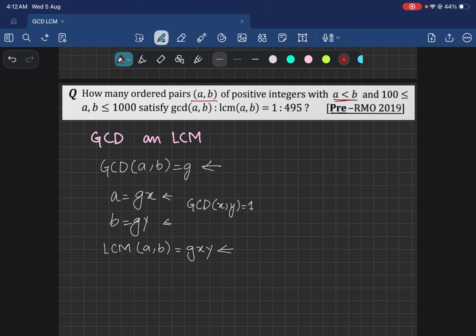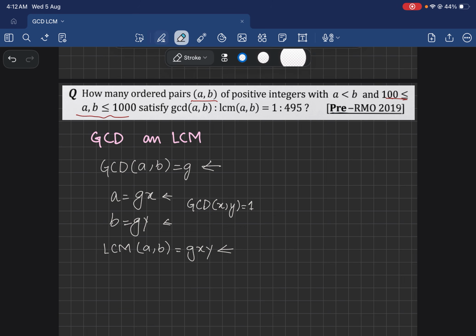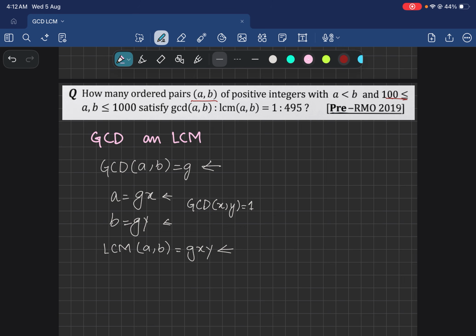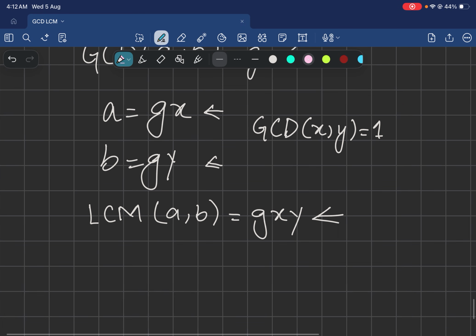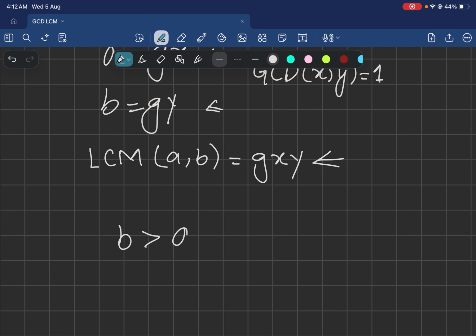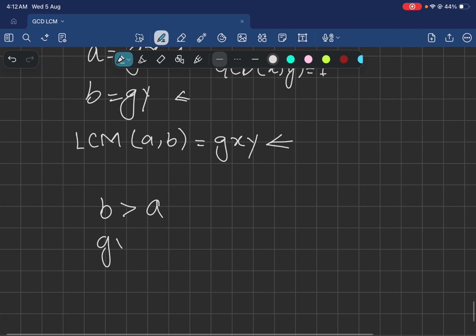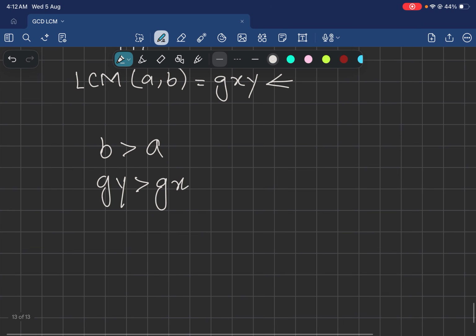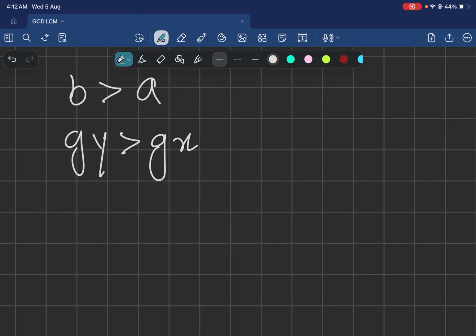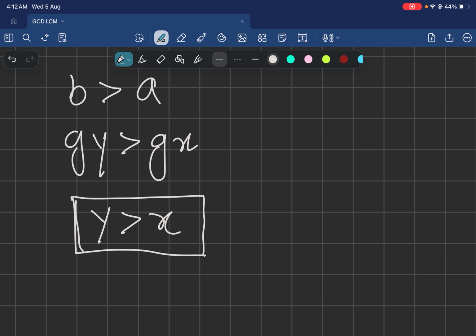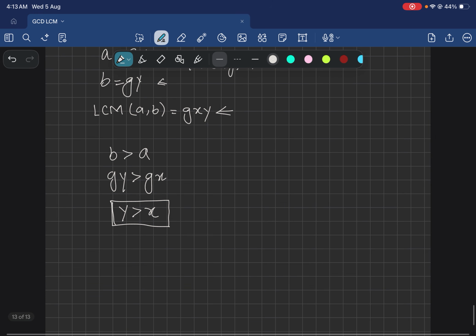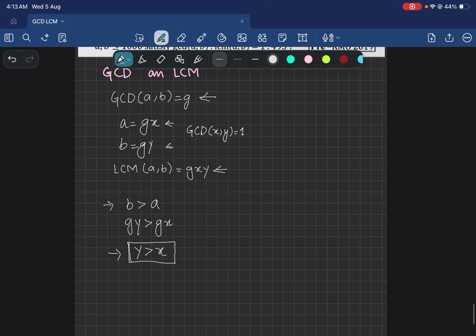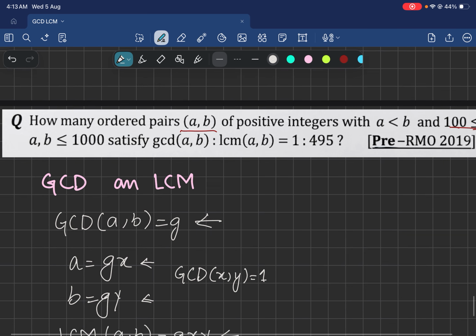The question says: how many ordered pairs AB of positive integers, where B is greater than A, okay? B is greater than A, and AB must be between 100 and 1000 inclusive, right? So when it says that B is greater than A, that means that GY is greater than G of X. Since G is not equal to 0, we can divide both sides by G and we will get that Y is greater than X, okay?